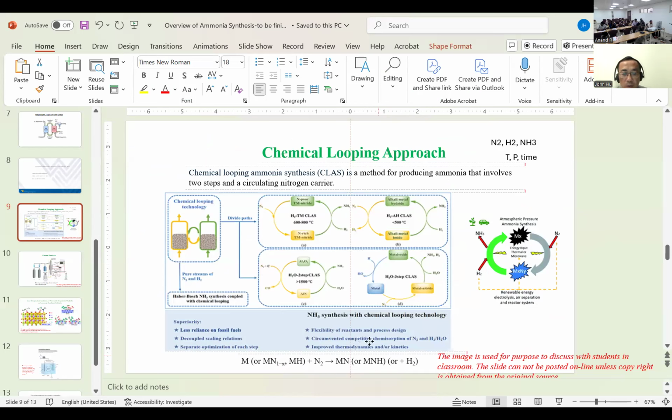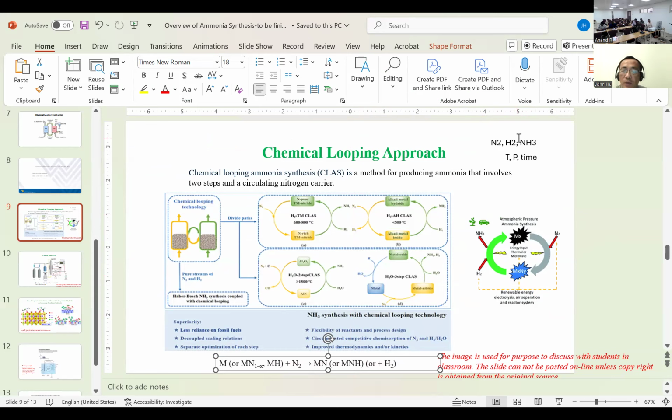There should be another equation on the bottom here. So anyway, this is basically the loop. One loop is you have the nitrogen reacted with metal to form the metal nitride, and then in another loop you have hydrogen reacted with metal nitride. So in this case, hydrogen and nitrogen do not see each other.